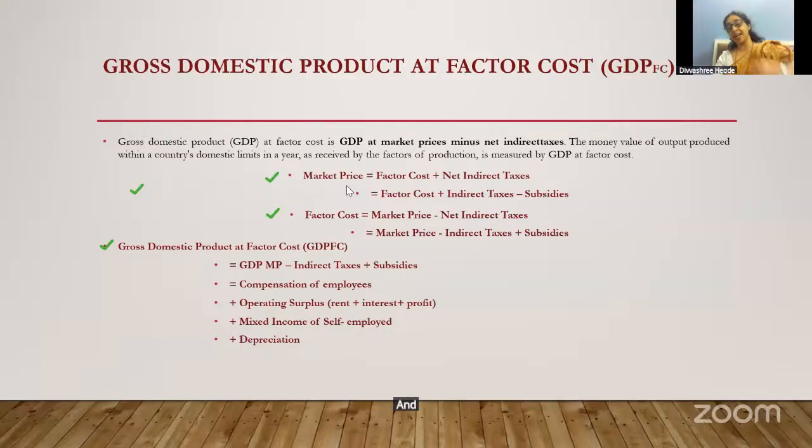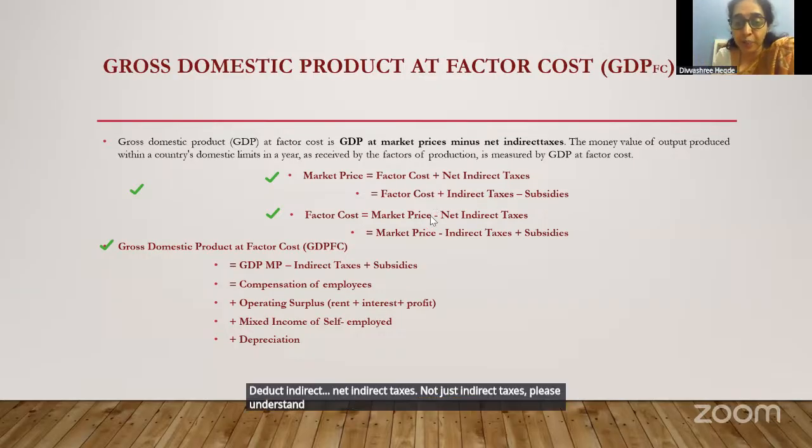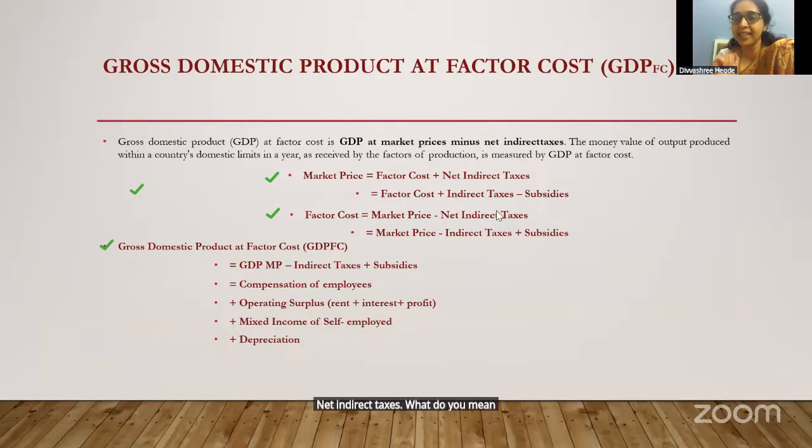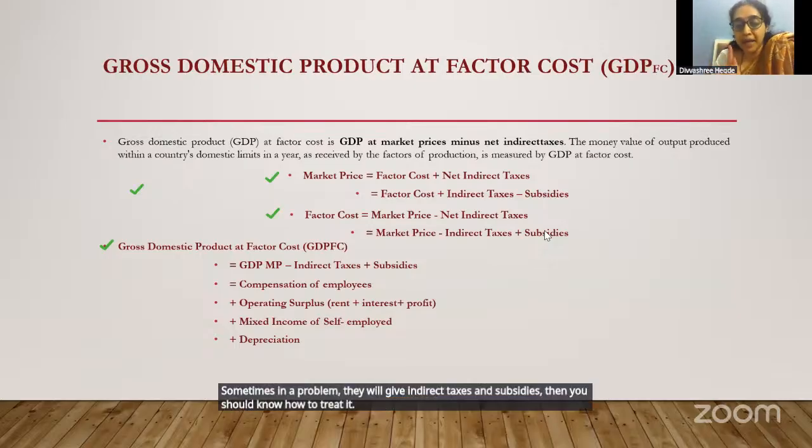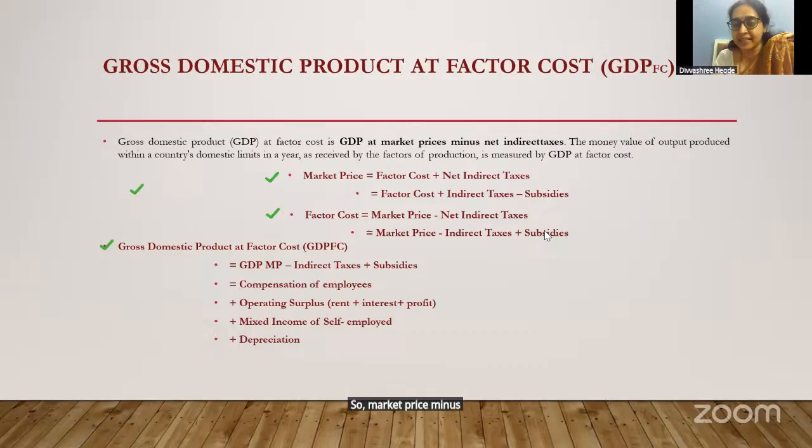And to arrive at factor cost from market price, you have to deduct net indirect taxes. Not just indirect taxes, please understand, from market price you have to deduct net indirect taxes. What do you mean by net indirect taxes? Because sometimes in a problem they will give you directly the net indirect taxes. Sometimes in problems they will give indirect taxes and subsidies. Then you should know how to treat it. So market price minus indirect taxes plus subsidies. Am I clear to you?